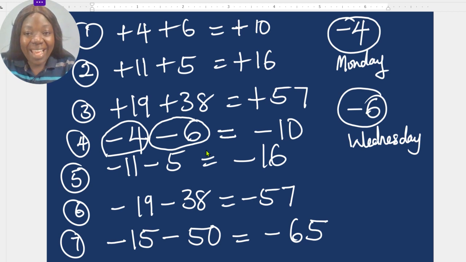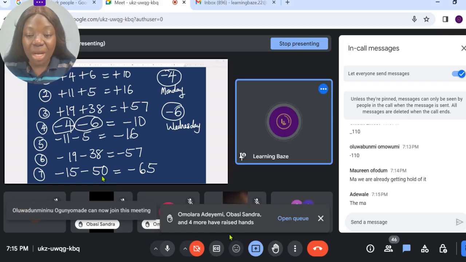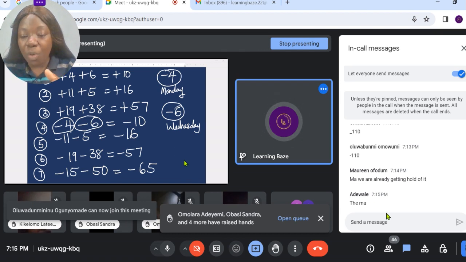So on Monday, I went there to borrow 4 naira. That's minus 4. On Wednesday, I went back there to borrow 6 naira. That's minus 6. And I am yet to pay back. I have not even paid back up till now. So I want you to answer me in the comment section. Am I still owing or not? I have not paid back. I borrowed 4 naira on Monday. I borrowed 6 naira. Am I owing? In the comment section, let me know if I am owing.